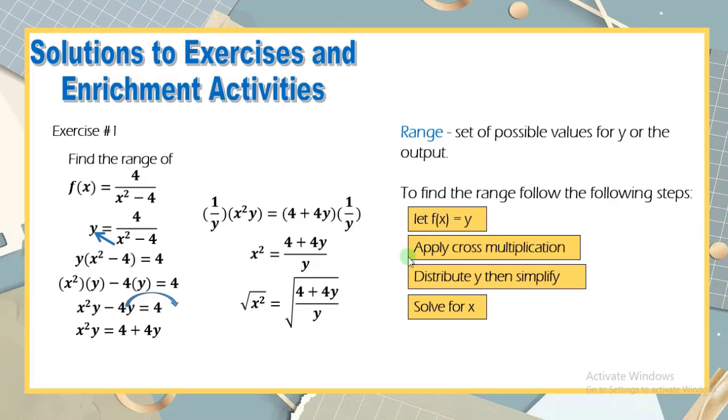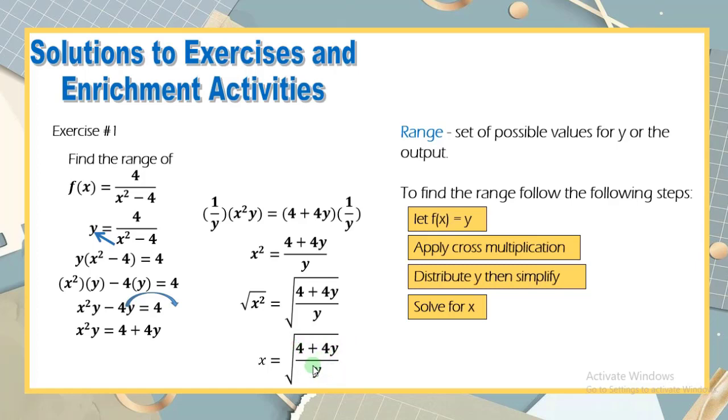Okay, next. We still have a square here, so we get the square root of both sides of our equation. So square root of x squared is equal to square root of 4 plus 4y divided by y. And take note, square root of x squared is x. So we have x equals square root of 4 plus 4y divided by y. So our radicand here is 4 plus 4y divided by y.